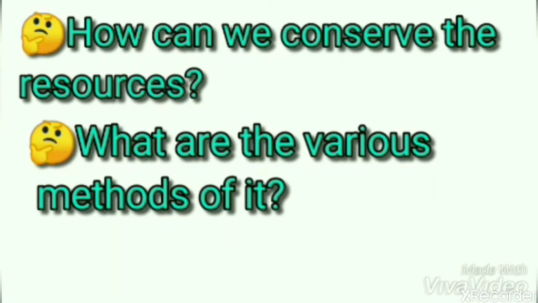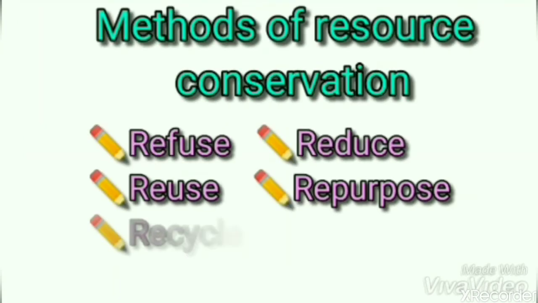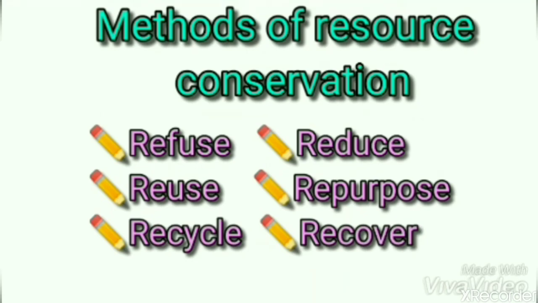Now, how can we conserve the resources? What are the various methods of it? I have categorized the methods of resource conservation in 6 parts. We can also call them the 6 R's, which are refuse, reduce, reuse, repurpose, recycle and recover.